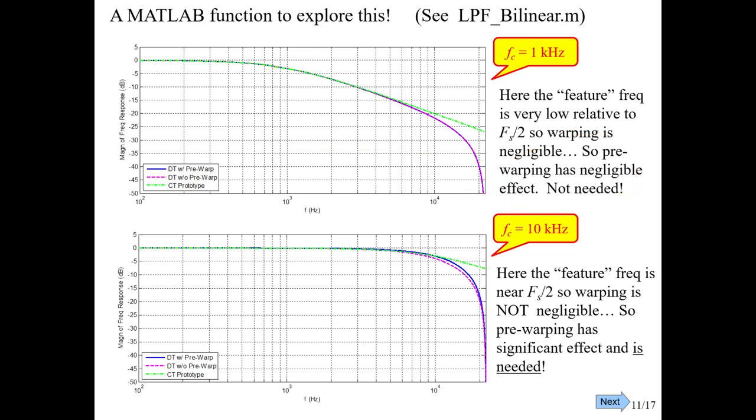But let's look at the case where the cutoff frequency is 10 kilohertz, pretty close to 22,050 hertz, half of FS. There we see a difference between the blue and the magenta, and we see that at 10 kilohertz, the blue is achieving the right response, 3 dB down at the cutoff frequency. The magenta one is more than 3 dB down.